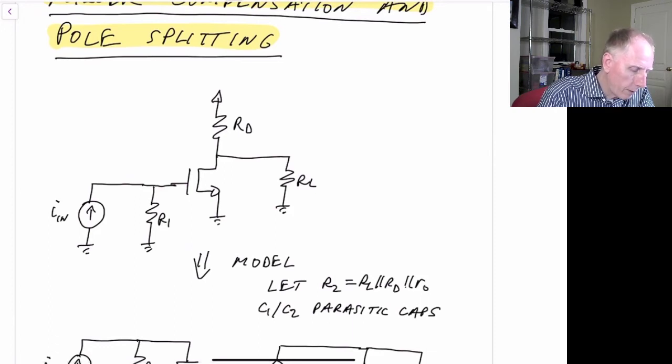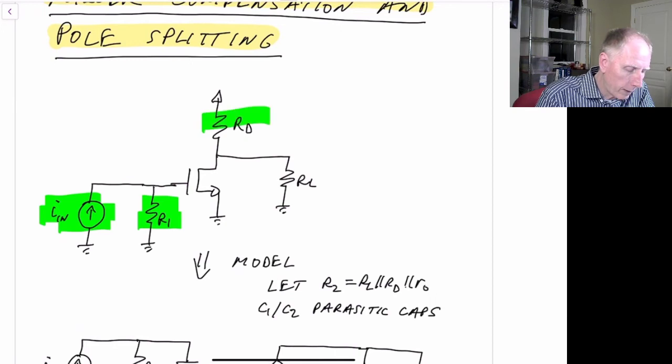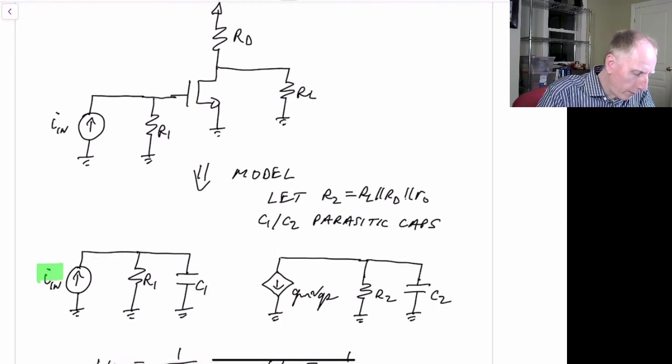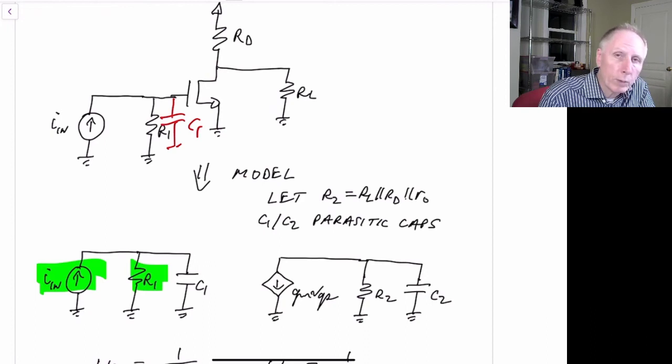So it's a common source amplifier being driven by a current source I sub in, which might be another transistor, has a resistance R1 over here, and a load resistance RL, and a drain resistance RD. We can model this as this circuit shown here. We still have our input current, R sub 1, and we'll assume that there's two capacitances associated with this. There's a capacitance here, which is C1, which is a parasitic capacitance, and a capacitance over here, which we'll call C2, which is also a parasitic capacitance. So these are capacitances that are always there, going to ground. And we'll ignore the gate to drain capacitance for a second.